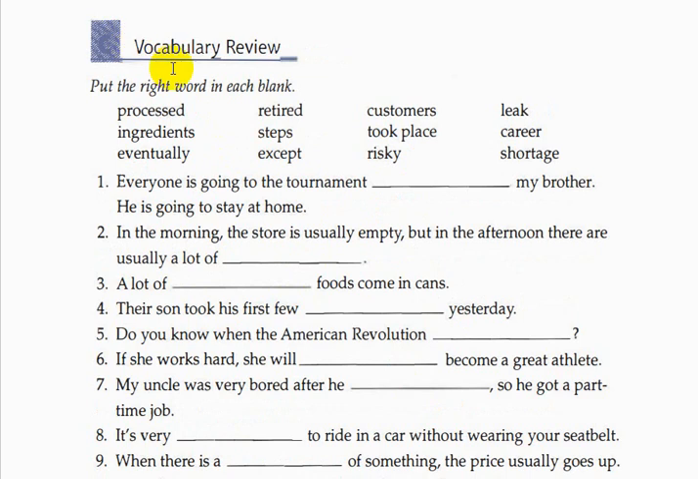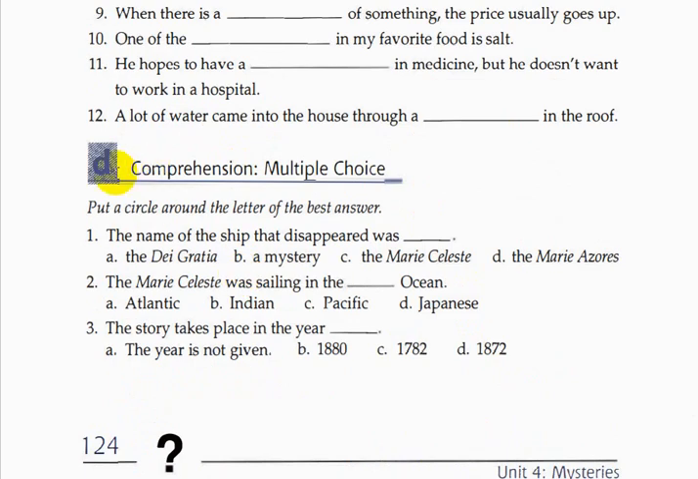Part C, vocabulary review. So here is a review of vocabulary, right? So now read the sentences carefully and again put the right words in the blanks. Okay, part D, comprehension multiple choice. So, okay, put a circle around the letter of the best answer. Here, read the sentences carefully and circle the best answer.